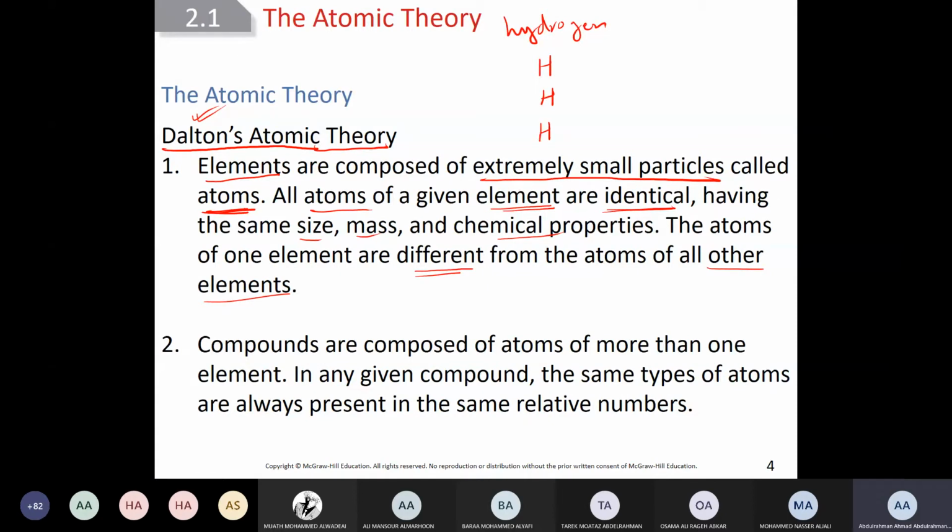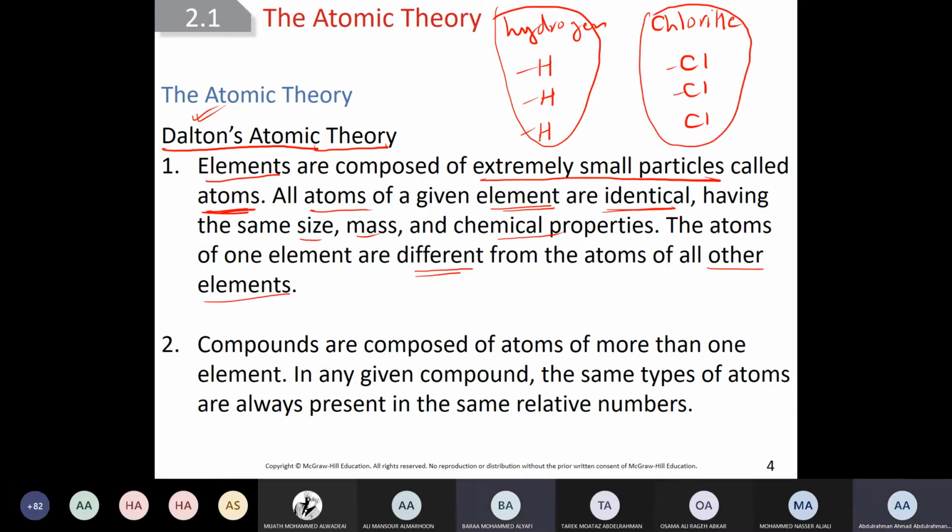But if I have chlorine, then what's the atom for chlorine? Cl. What's the other atom? Cl. What's the third atom? Cl. Atoms of the same element are the same. They have the same properties and the same structure. How about atoms of different elements? They are different. Of course, this one is something clear for us now. At their time, it wasn't clear. He proposed this.